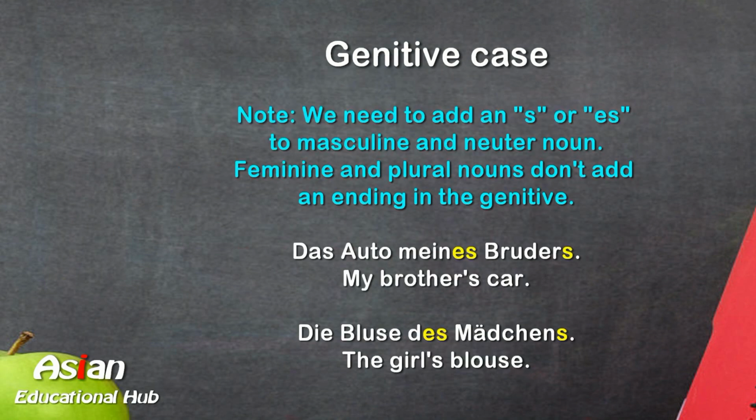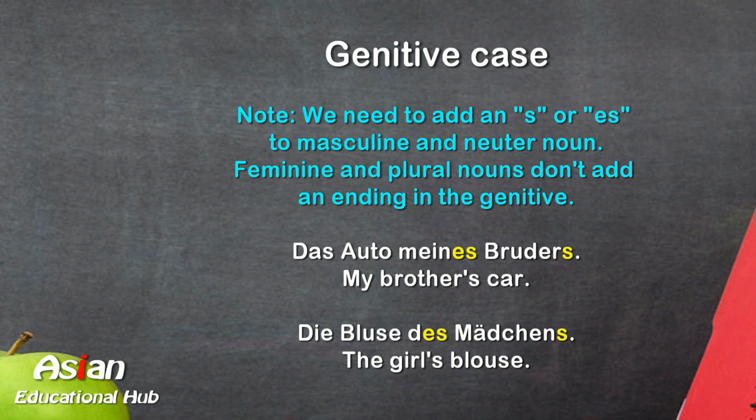Note, we need to add an s or es to masculine and neuter nouns. We use s or es with the nouns. Feminine and plural nouns do not add an ending in the genitive case. Thus: Auto meines Bruders, my brother's car. So we have used es with "mein", and to "Bruder" we have added s. So it is my brother's car.